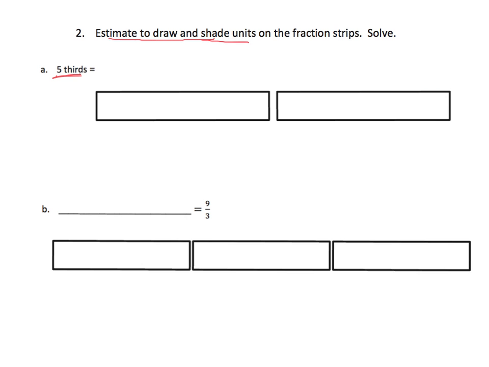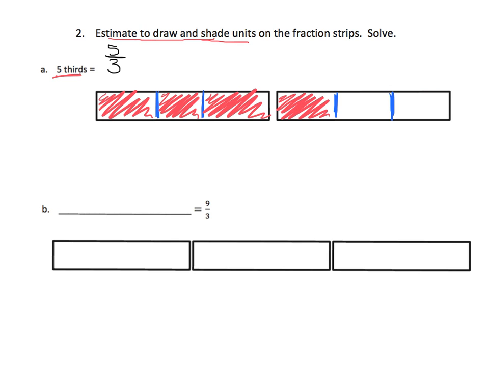So what this means is when it says 5 thirds, so first off, the fraction is going to look like this, 5 thirds. And that means we're going to cut each of these tape diagrams into 3 equal-sized pieces. And then we're going to shade in 5 of them. So 1, 2, 3, 4, and 5. So there is our drawing.